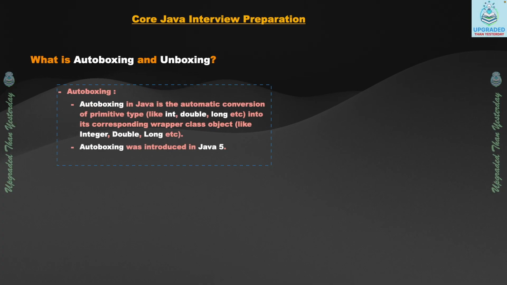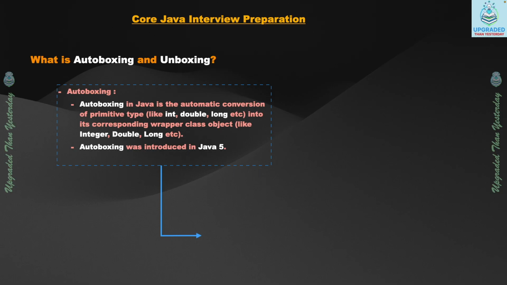Autoboxing in Java is the automatic conversion of primitive type like int, double, long, etc. into its corresponding wrapper object like Integer, Double, Long, etc. Autoboxing was introduced in Java 5.